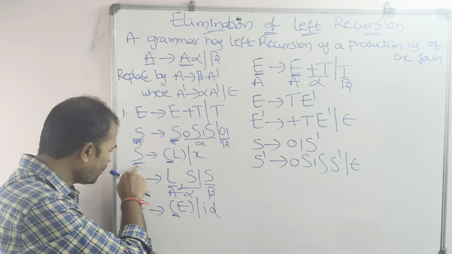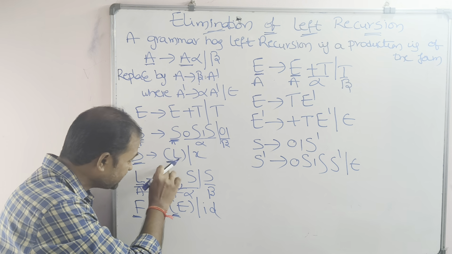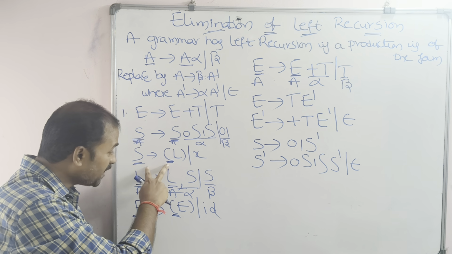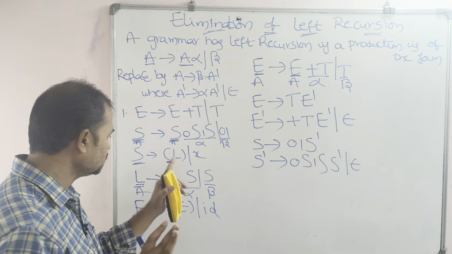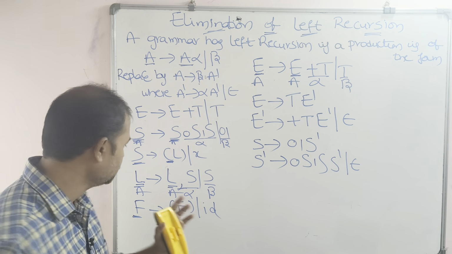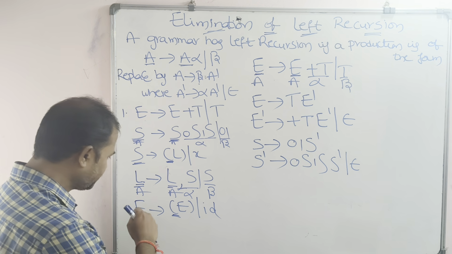Let us observe the next production. Here the left-hand side non-terminal is S, whereas the right-hand side one begins with a left parenthesis. So both are different, and we can say that this production has no left recursion. So there is no need of any removal. After removing also, this is the output only. Next, let's see this one.